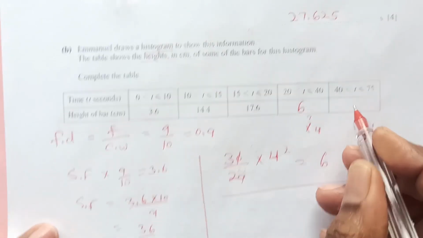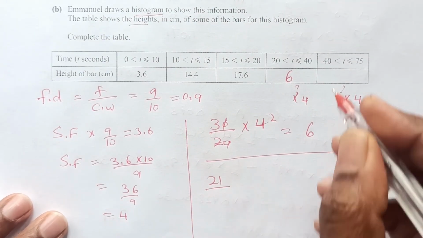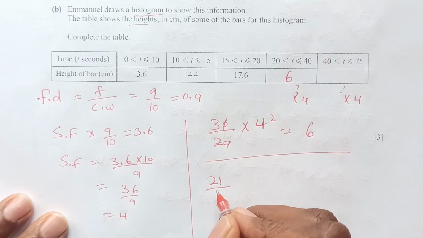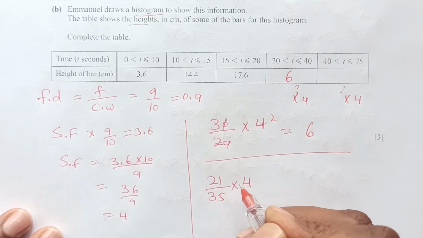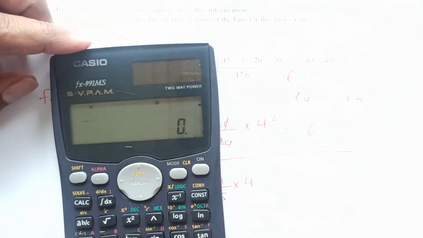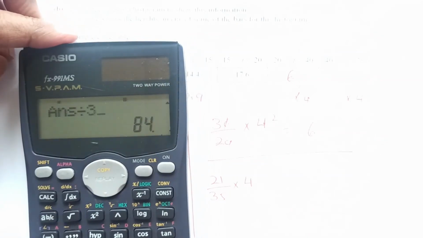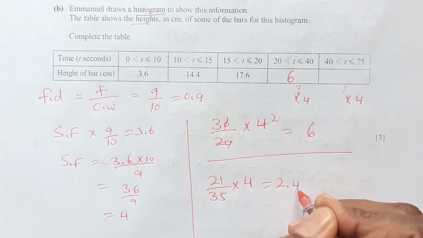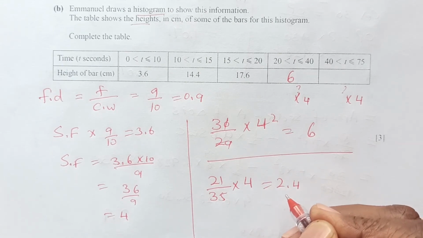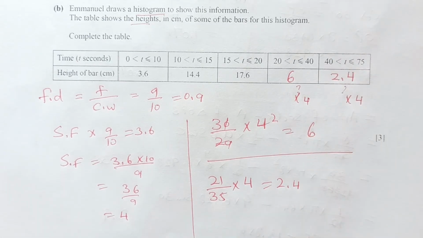Now second here, the frequency is 21 over the class width, it is 35 times 4, right? So 21 times 4 divided by 35, we are getting 2.4. So 2.4 will go here. Okay, so that's it for number 22.